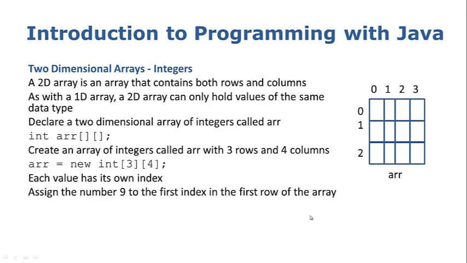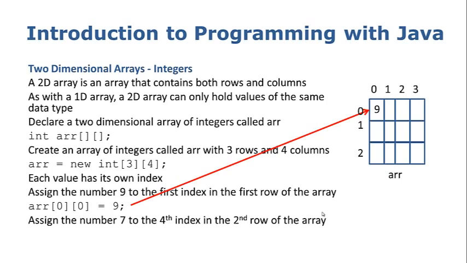Let's take a look at an example. If we wanted to assign the number 9 to the first index in the row of the array, we need the name of the array followed by the index. So we have R 0, 0 equals 9. That one's straightforward enough, and it pops the number 9 in here.